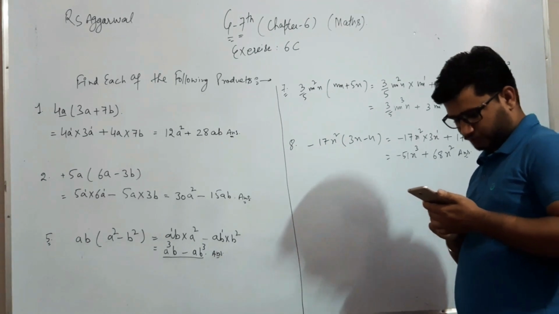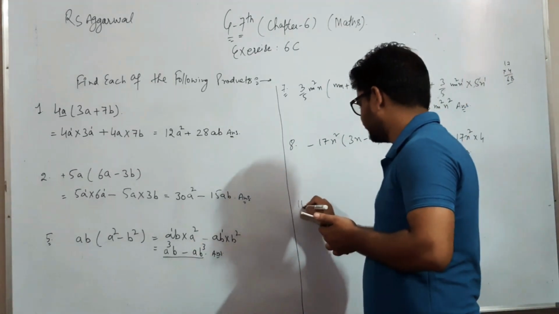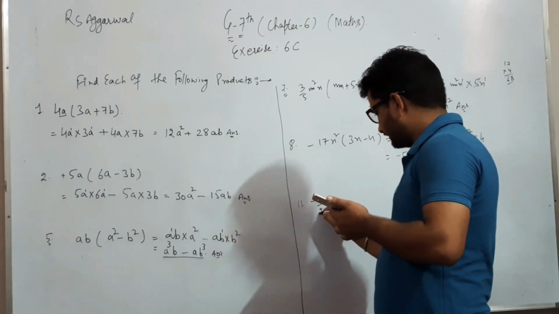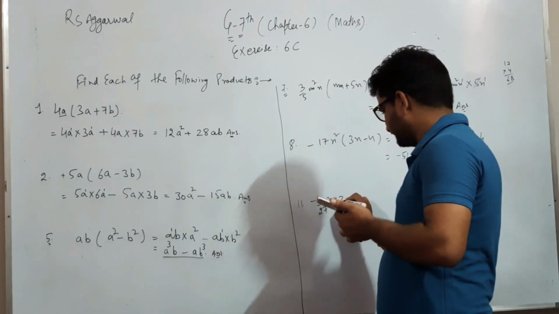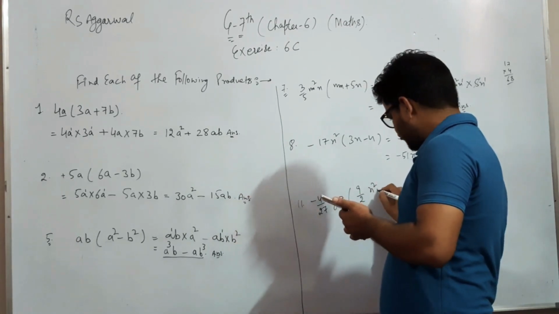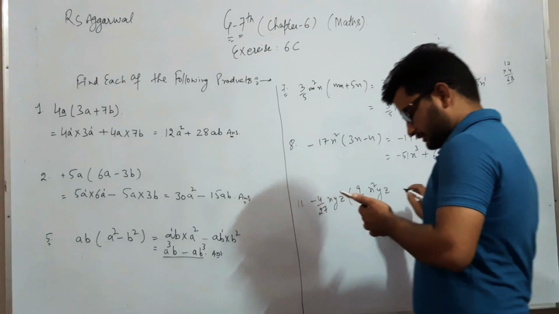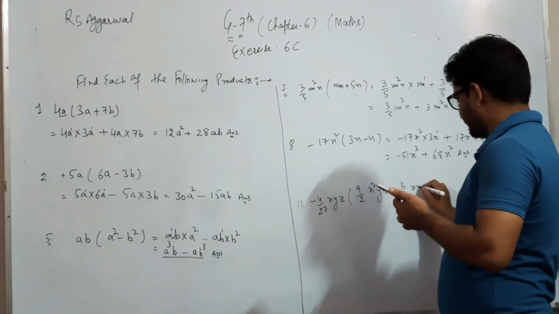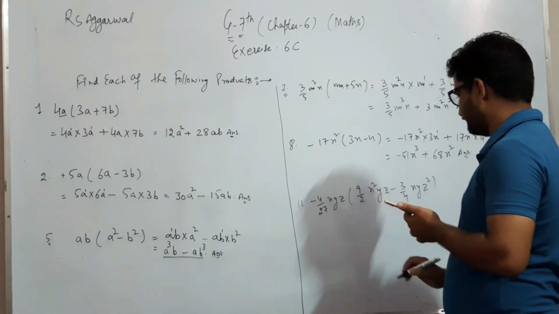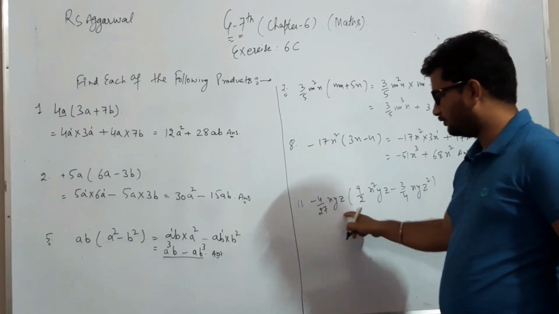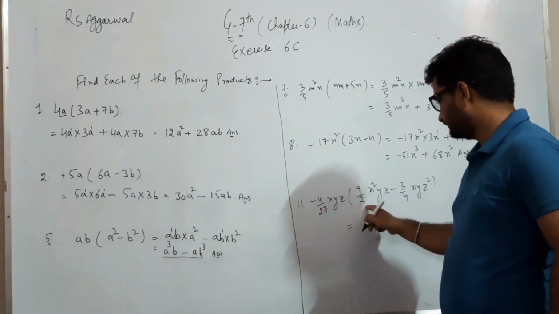Next we are doing question number 11 of this exercise. Question number 11 is minus 4 by 27 x y z. This whole is multiplied with 9 by 2 x raised to power 2 y and z. Then minus 3 by 4, then x y z raised to power 2. Okay, same as before, first we multiply this whole number with this number.